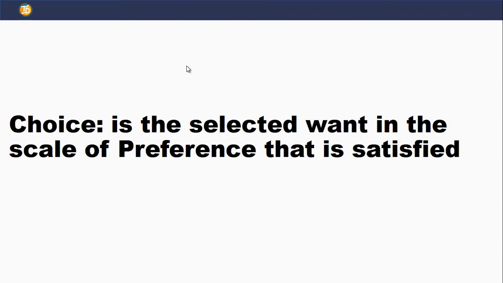The next is choice. Choice is a selected want in the scale of preference that is satisfied. So want in the scale of preference that is satisfied becomes human choice.